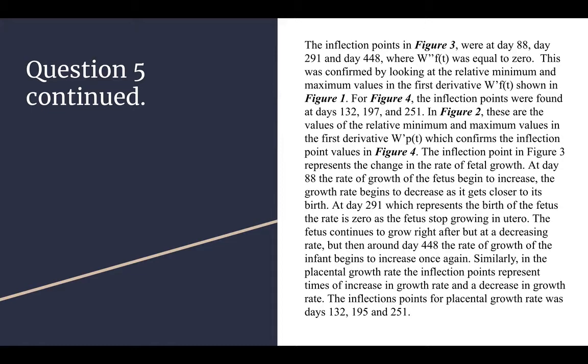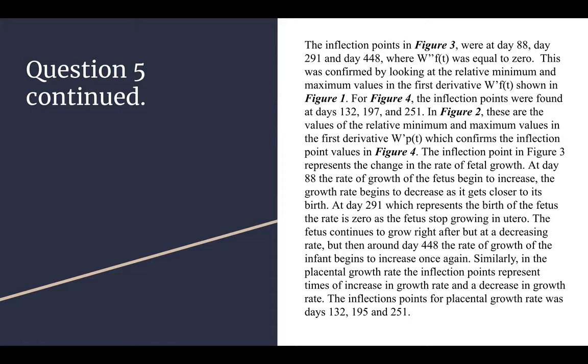Question 5 continued. The inflection points in figure 3 were at day 88, day 291, and day 448, where W''(t) was equal to 0. This was confirmed by looking at the relative minimum and maximum values in the first derivative W'(t), shown in figure 1. For figure 4, the inflection points were found at days 132, 197, and 251. In figure 2, these are the values of the relative minimum and maximum values in the first derivative, W'_p(t), which confirms the inflection point values in figure 4.